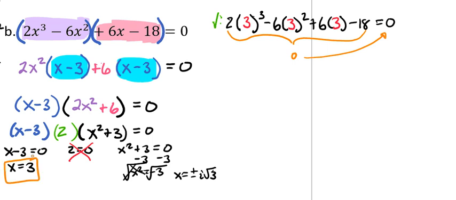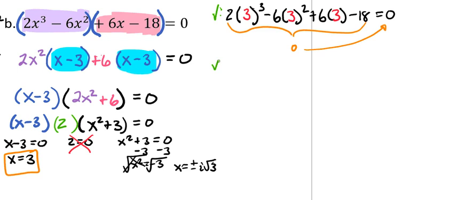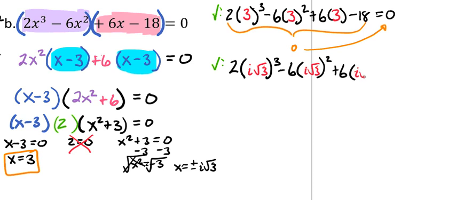Checking our imaginary answers can be a little bit more challenging, but still doable. So here I'll have 2 times, and we'll go ahead and do our positive i radical 3 first, and we're going to cube that, minus 6 times i radical 3, squared, plus 6 times i radical 3 minus 18 equals 0.